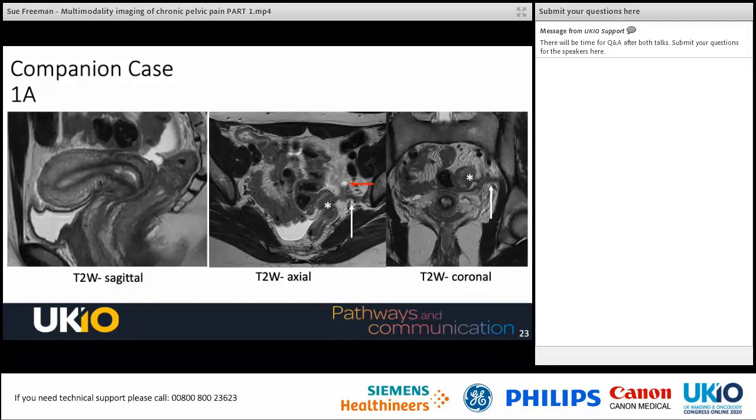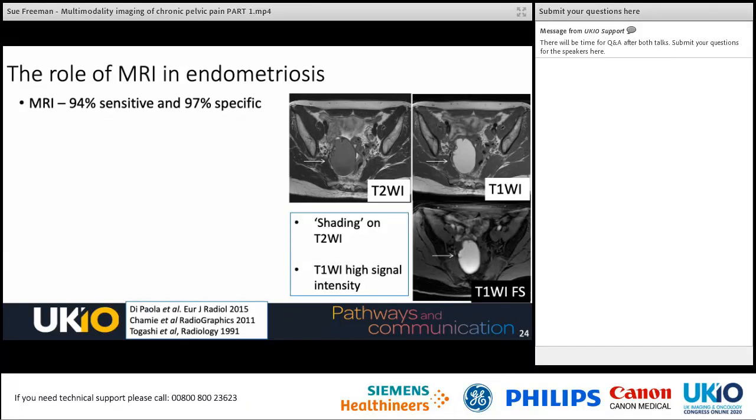But in those where it's non-informative but the history is very suggestive, MRI can be used to make the diagnosis. MRI is highly sensitive and specific for diagnosing endometriosis, and almost 100% specific for endometriomas. You can see the T2 weighted image demonstrates shading where the lesion goes from light grey down to dark grey, and that's because of the high iron content within the endometrioma due to repeated episodes of bleeding.